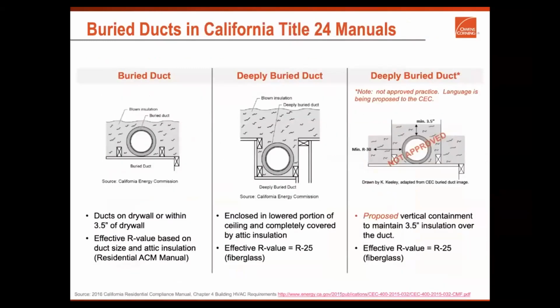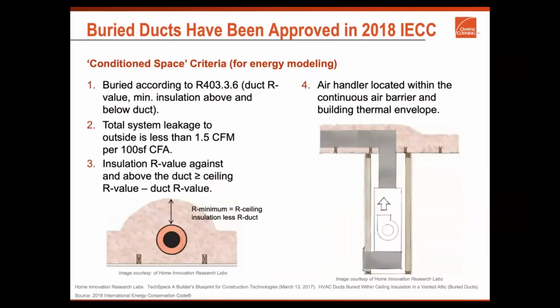For the air handler? Yes. My understanding, the way I read it, is if the air handler is in the attic, that's when you can use R25 for your duct. But if your air handler is in conditioned space and you're less than the 1.5 CFM, then you can say the ducts and the air handler are in conditioned space. I thought you couldn't say that the whole thing was in conditioned space.